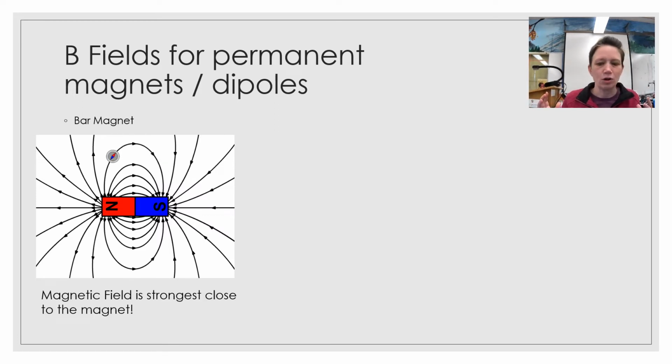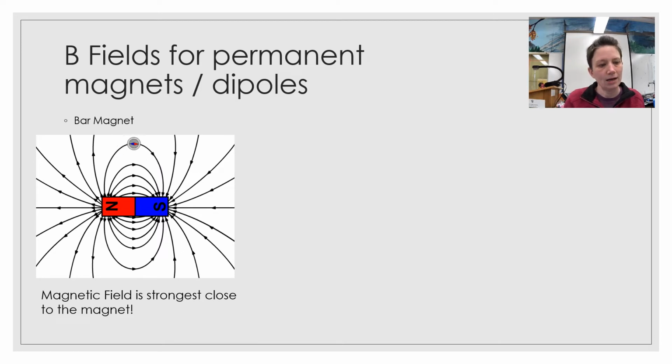This is a very similar pattern that you would see with a distribution of charges that contains a single positive and a single negative charge. It creates the same magnetic field pattern as the electric field when you have opposite charges in a space. So for magnetism, this is known as a dipole.